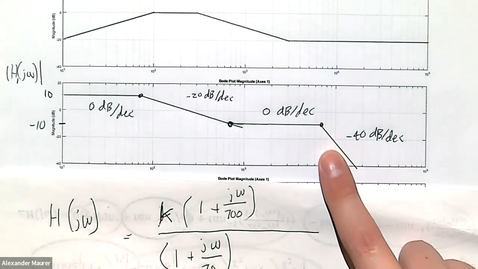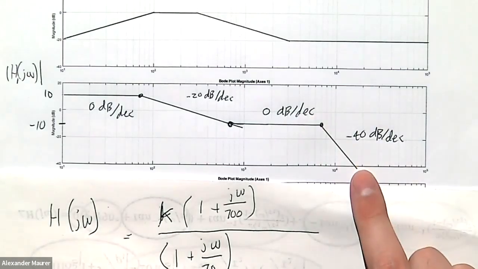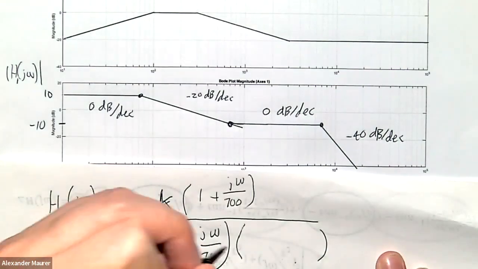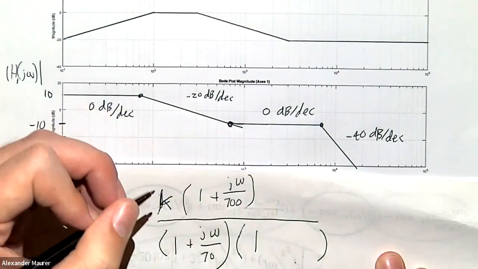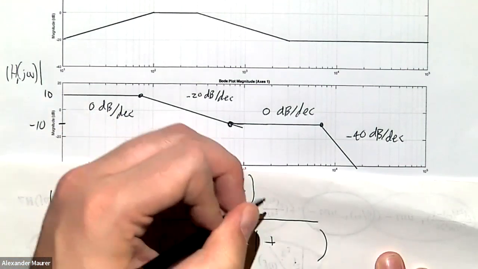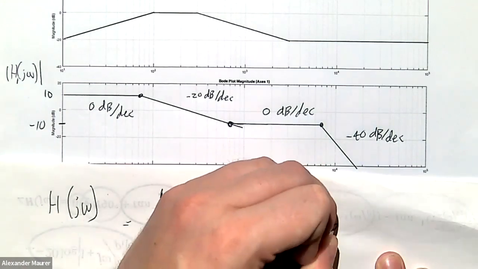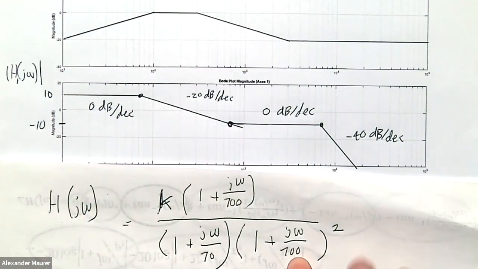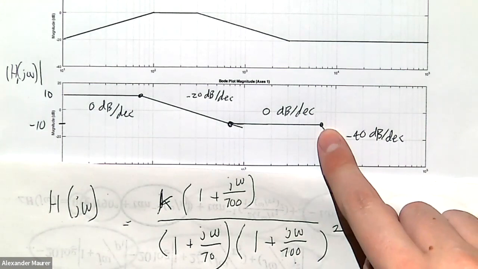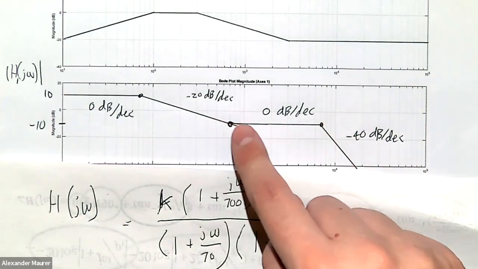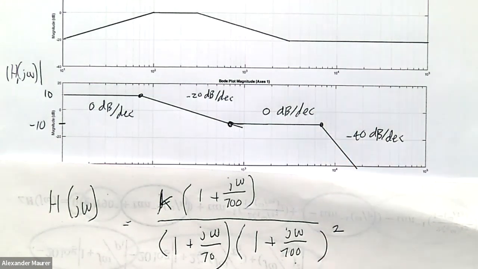So it makes a double-sized break from 0 down to minus 40. And so that means there is a double pole in order to get us the minus 40. And so this is 1 plus j omega over 700, squared. Since there is no sketched resonance peak, this is just the straight line approximation.